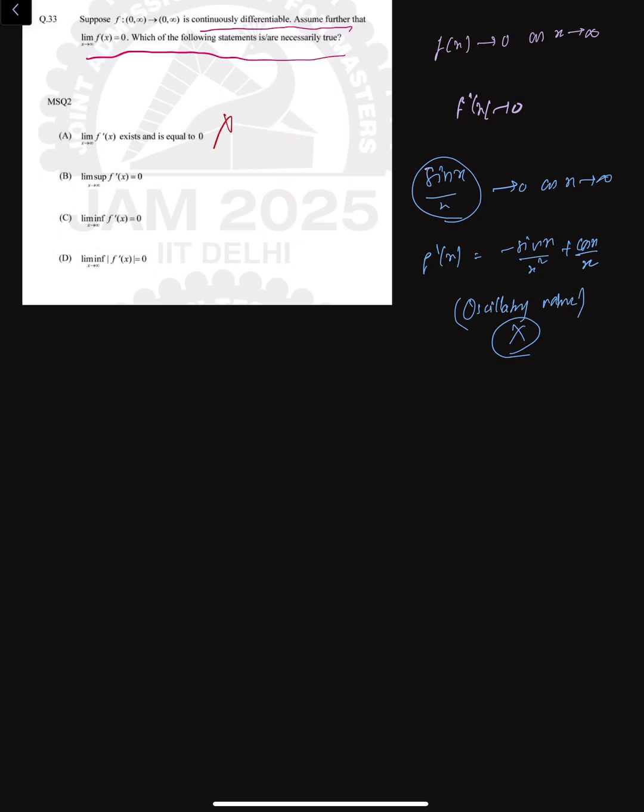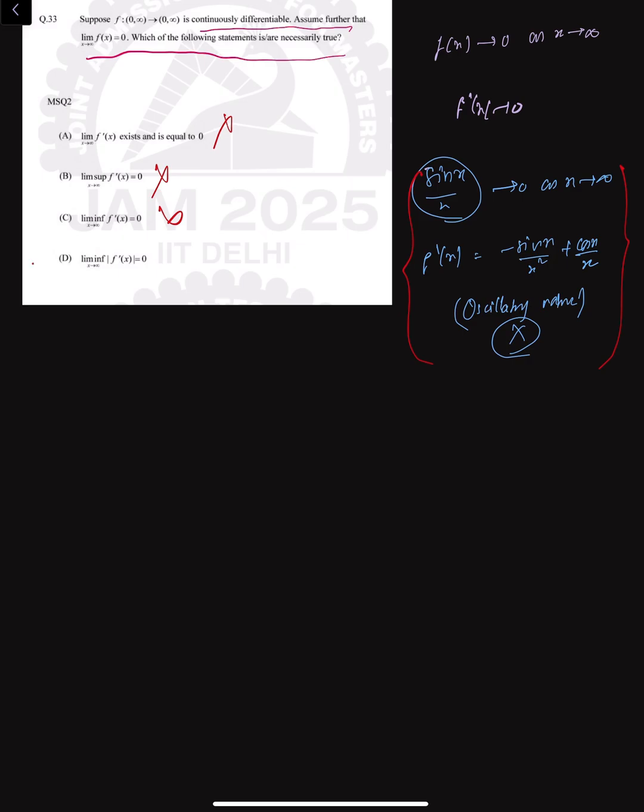If we consider the second option, lim sup of x tends to infinity, f dash of x is 0. Again, we can use the same counterexample. If we take f dash of x, this is oscillating and has a positive lim sup. So therefore the second option is also incorrect. The third option says limit x tends to infinity, infimum of f dash of x is 0. This is also false for the same reason, because lim inf could also be negative.